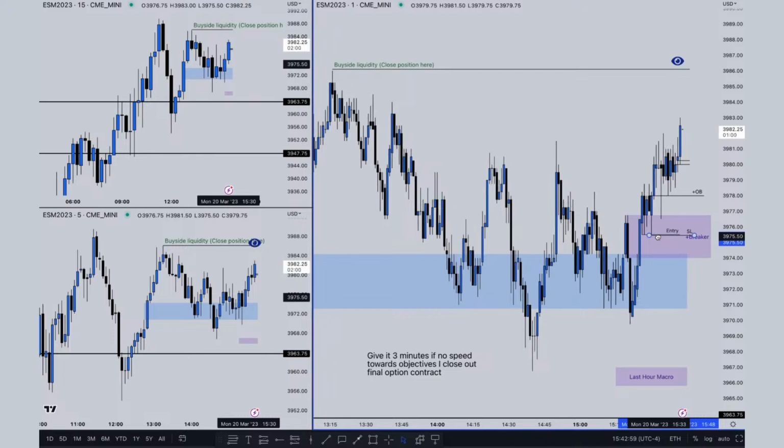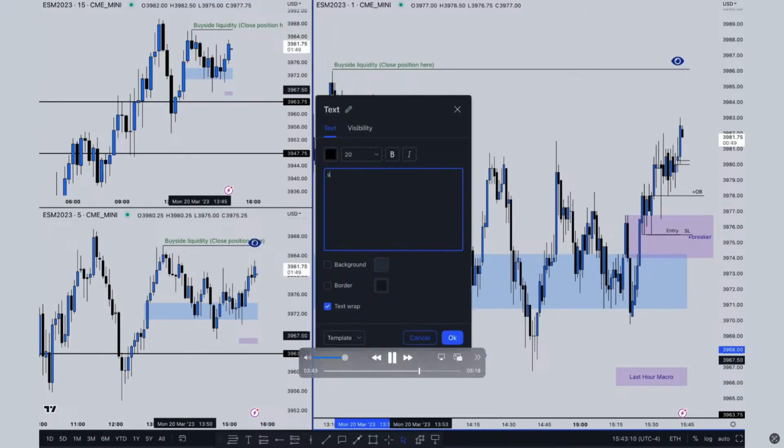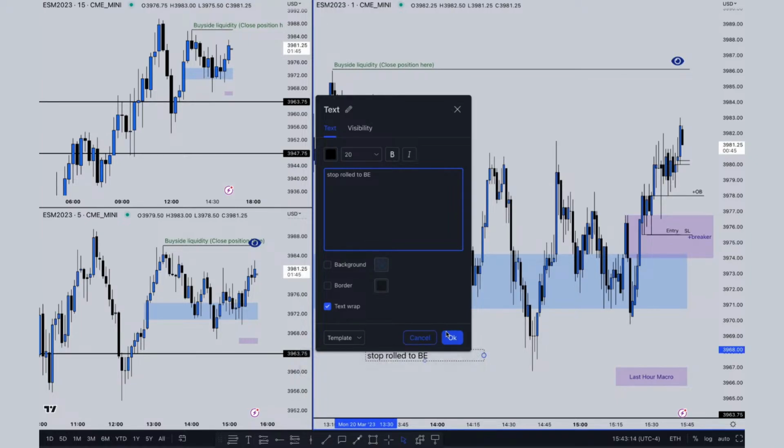And then here we see price expanded higher and traded into new buy side. So what you guys will see here is now my stop loss has been moved up to my entry. So now the stop is at break even. Why did I move the stop to break even then? It's because new buy side has been engaged. So now I feel confident moving that stop loss to break even.